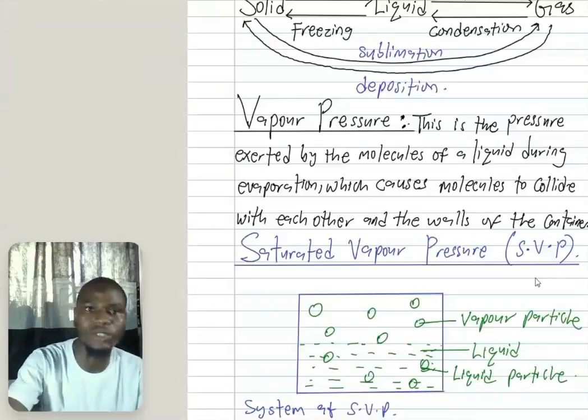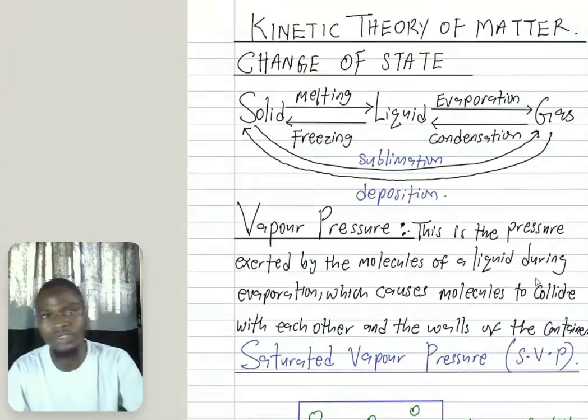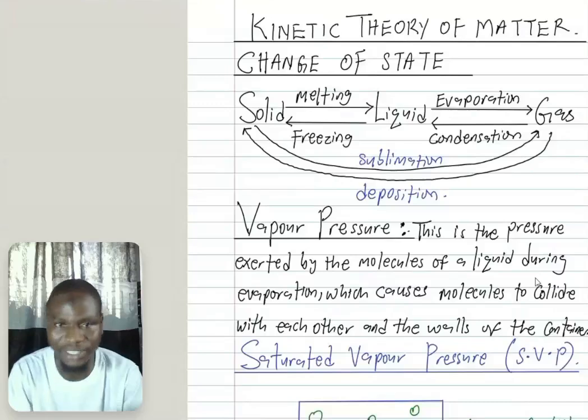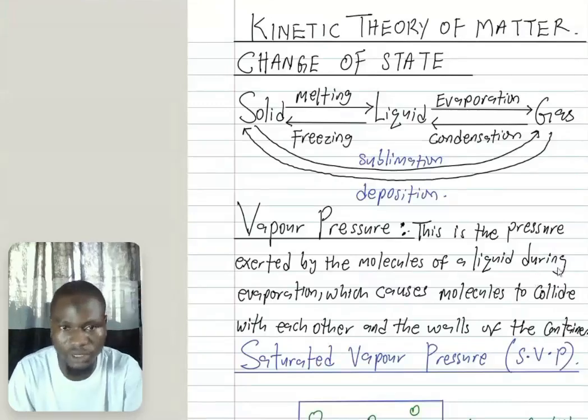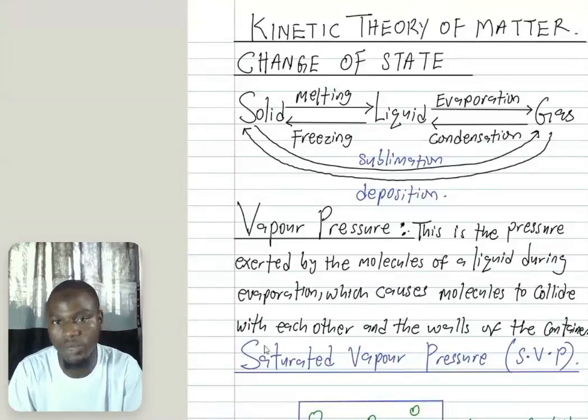Now, let's study the vapor pressure in this video. Now, let's look at the vapor pressure. This is the pressure exerted by the molecules of a liquid during evaporation, which causes molecules to collide with each other and the walls of the container.